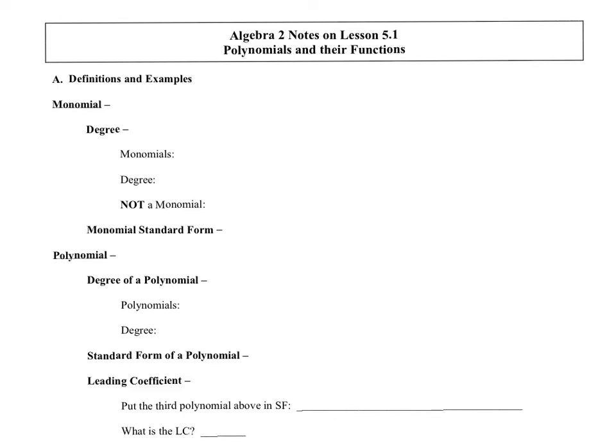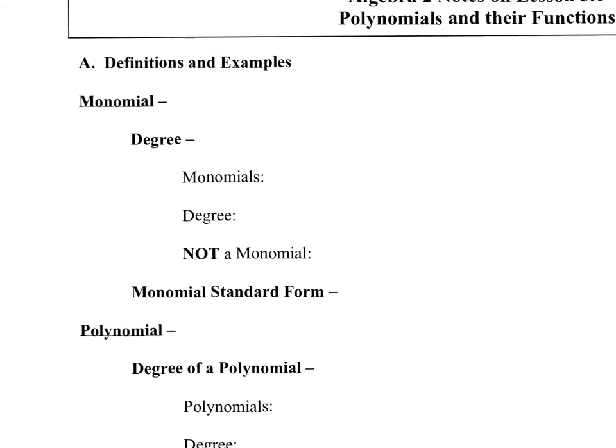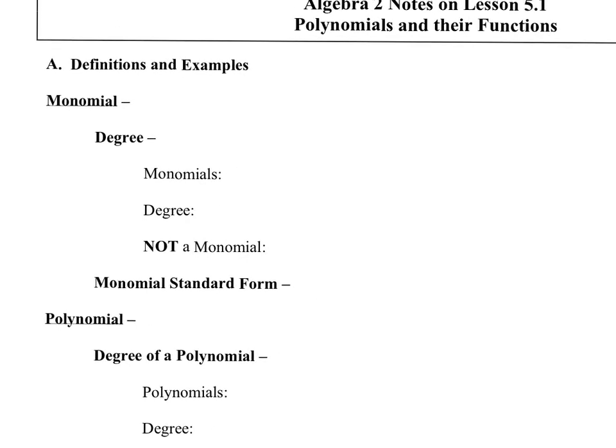Chapter 5, we are doing a whole lot with polynomials. So we're going to start with just a bunch of definitions and examples that go along with these definitions. The first thing that we're going to talk about is a monomial. What does mono mean? One. You guys are so smart. Monomial, the number one. So a monomial is a single term.